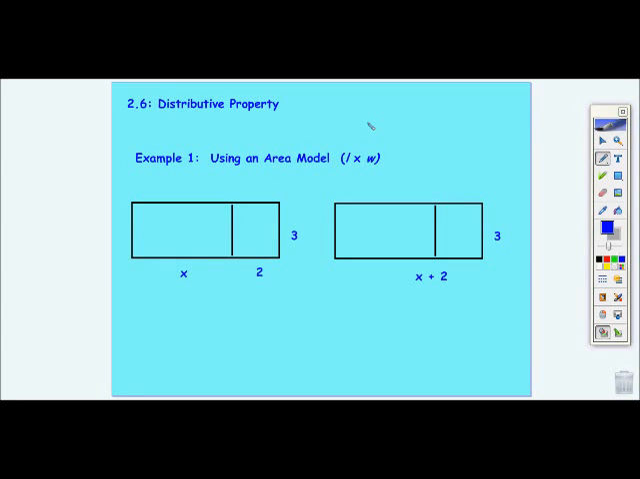2.6 is about the distributive property. We're going to first show you an example using an area model. In the first rectangle here, I'm going to pretend that I'm going to find the area of two separate rectangles.